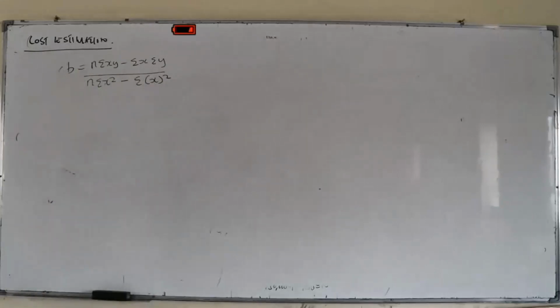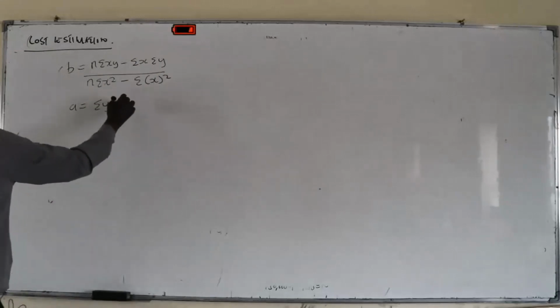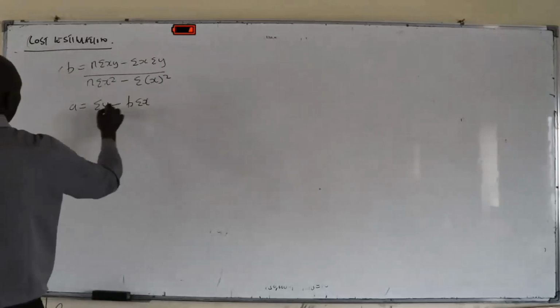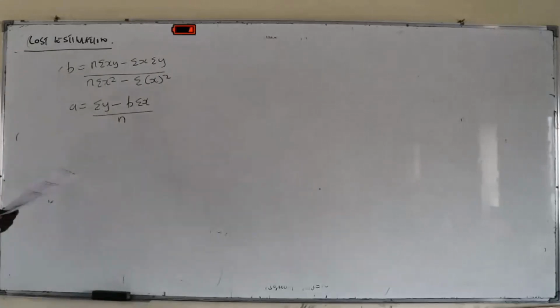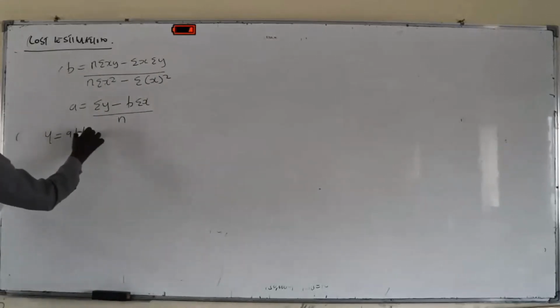So you need to master that formula. And then A is summation Y minus B summation X over N. Those are the formulas I've written there in the handout. That is how we determine the values of A and B. Remember, our estimation equation is Y equals A plus BX. Are we together?